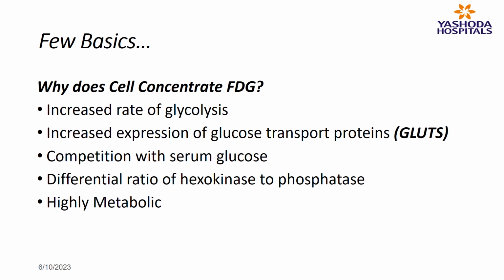So why, or when, does the cell concentrate FDG? They will have increased glycolysis if they have higher expression of GLUT receptors on the cell, and if they have a differential ratio of hexokinase and phosphatase. Hexokinase is for internalization, phosphatase is for dephosphorylation. This is very commonly seen in cancer cells, which helps to internalize FDG and increase the concentration of FDG in the cells.